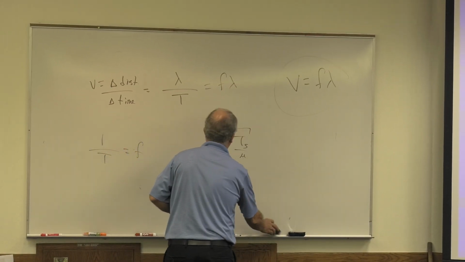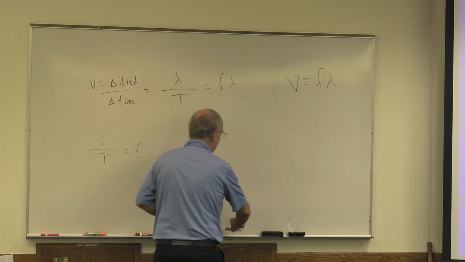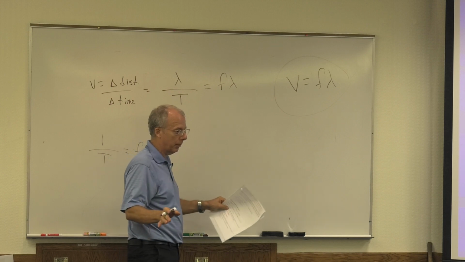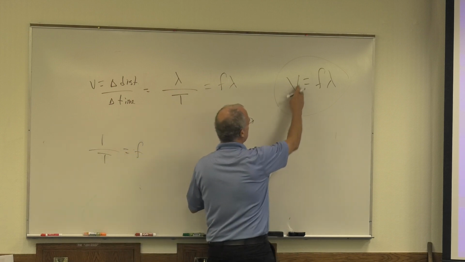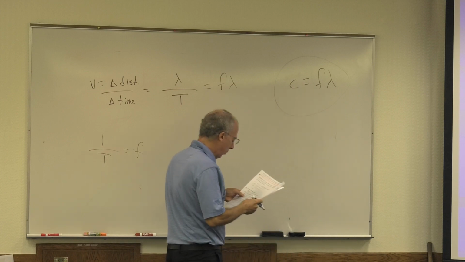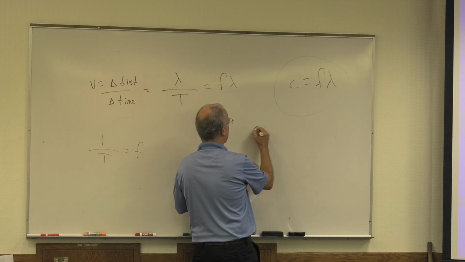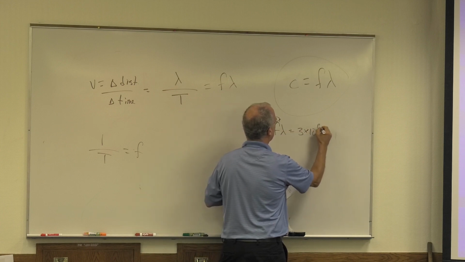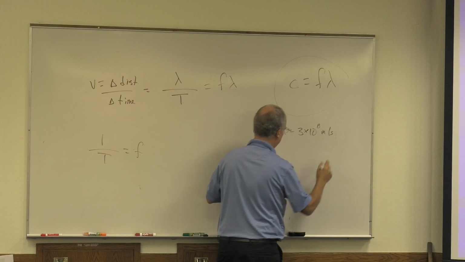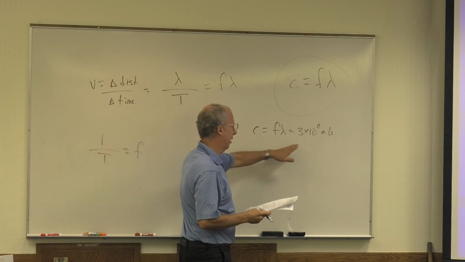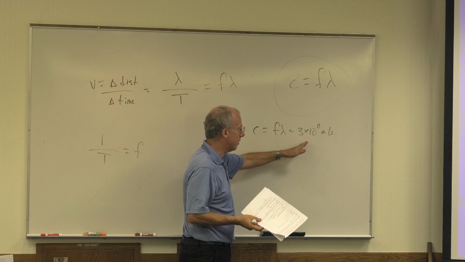Now, here's something else. Let's talk about light. We'll talk about light in gory detail next semester. So for light, the speed is the speed of light, c, right? So c equals F lambda, which is 3 times 10 to the 8th meters per second. Now, this is a constant, right? It's a constant.